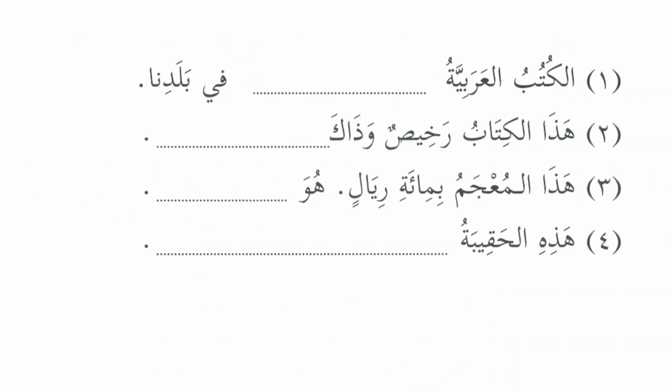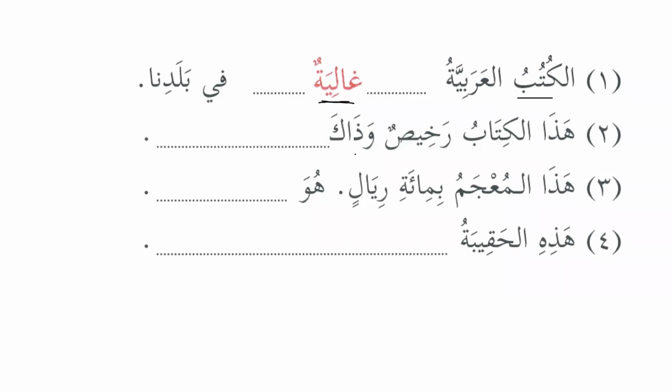Now we have to provide the answers. So you want to say al-kutub al-arabiyyatu. So what should we use over here? Ghalin or ghaliyatun fi baladina. What should we use? Yes, please tell me quickly. Al-kutub al-arabiyyatu, ghalin or ghaliyatun fi baladina. What will be the answer? The answer will be ghaliyatun. Why ghaliyatun? Because we know that al-kutub is ghayru aqil. The plural of ghayru aqil is considered a singular feminine. That's why we will say ghaliyatun.